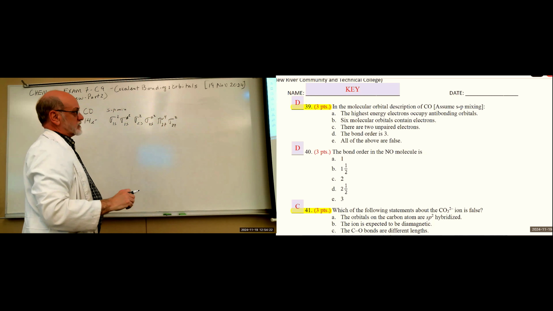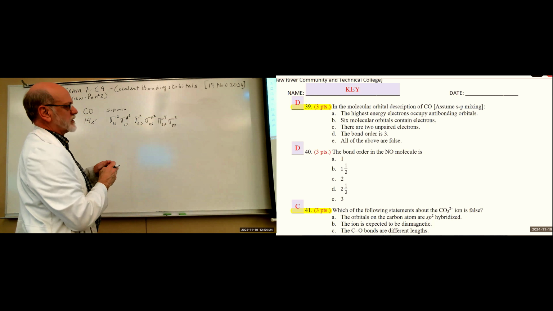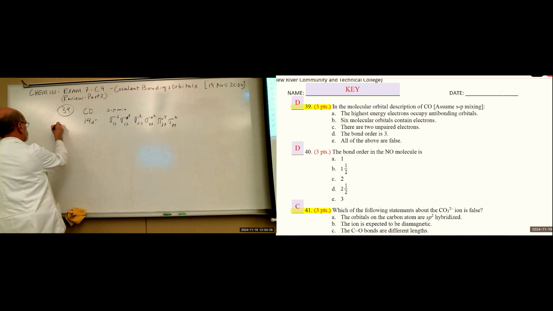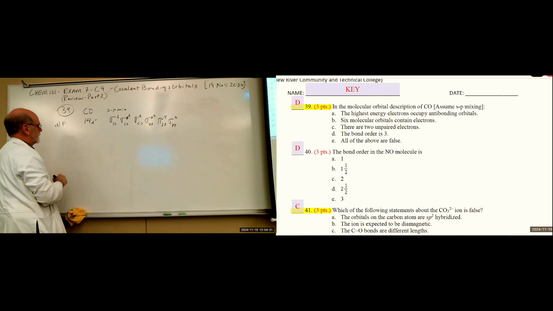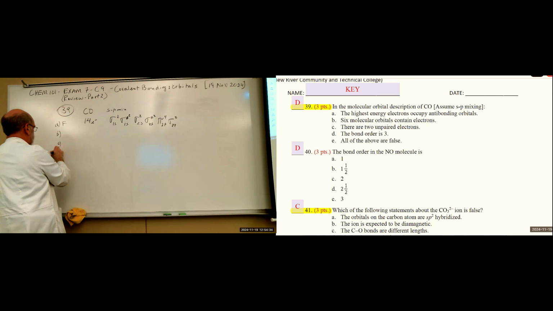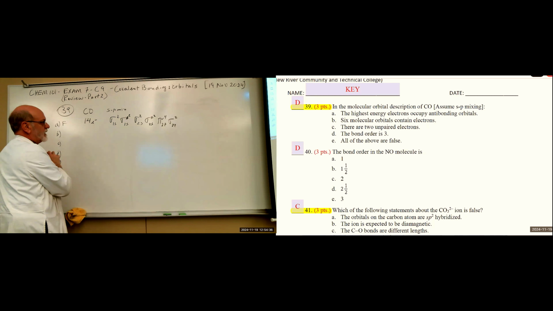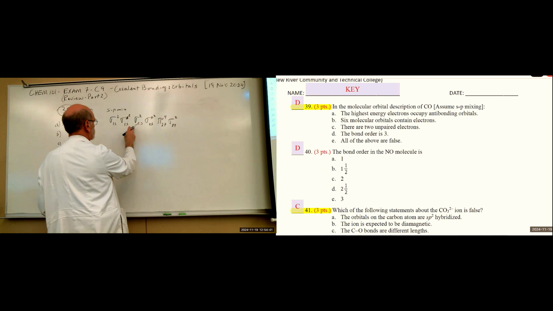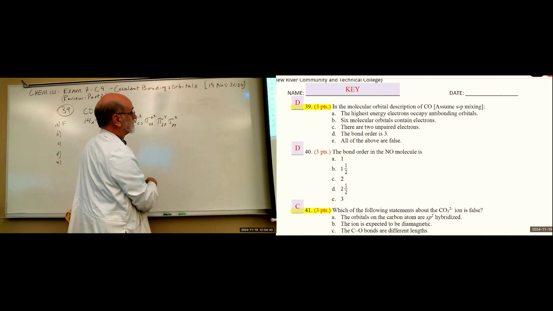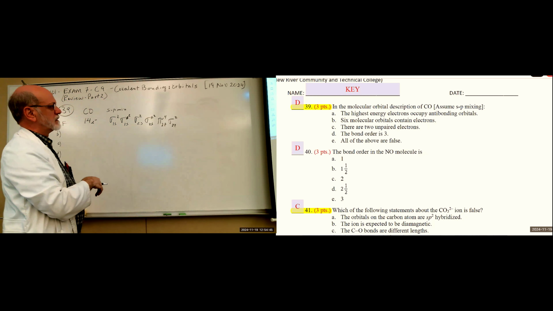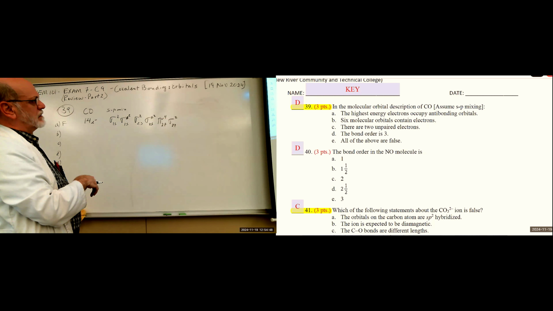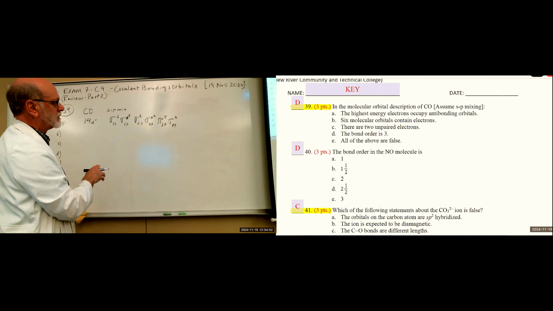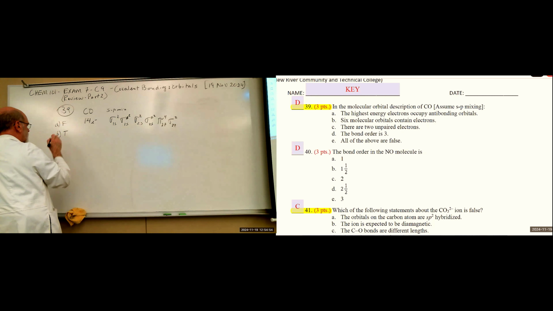So we don't need these. Okay, now we can answer the questions. A: Highest energy electrons occupy anti-bonding orbitals. No, A is false. B: 6 molecular orbitals contain electrons. Well, that's true. Okay, 6 molecular orbitals, that's true.